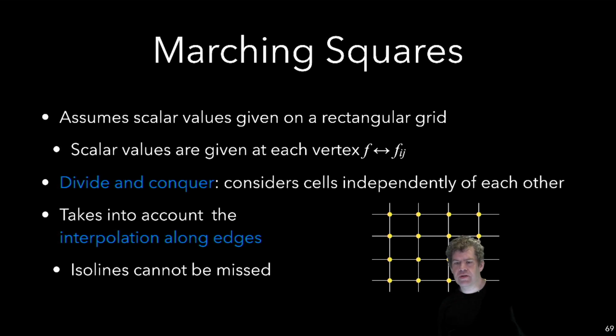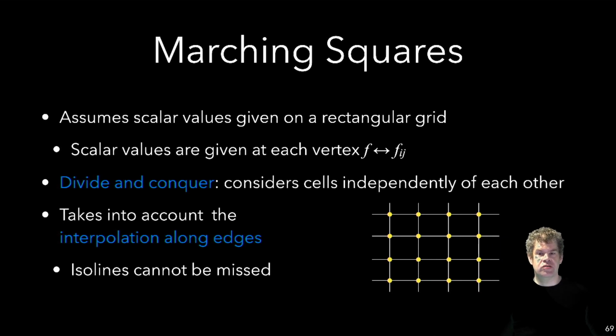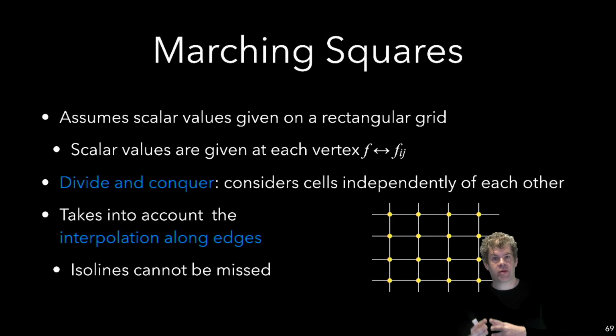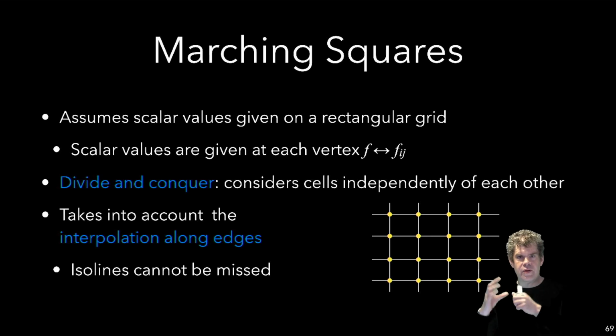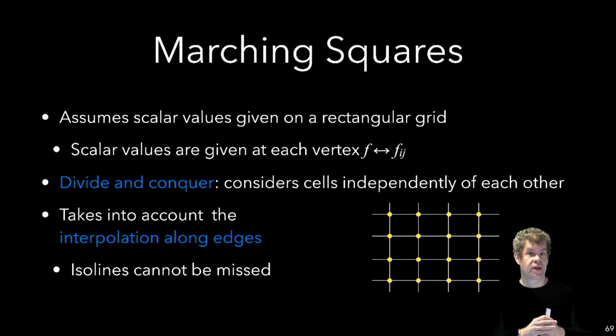It's a relatively simple, super efficient approach to compute those isolines. As a matter of fact, we'll also do that in the exercises, so you'll have the chance to implement that firsthand, and it's pretty easy. It's a divide and conquer approach, meaning it takes the data set and breaks it up into grid cells and processes each cell independently.